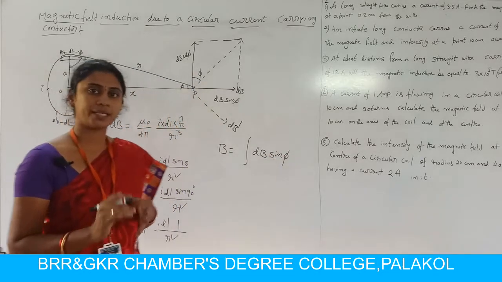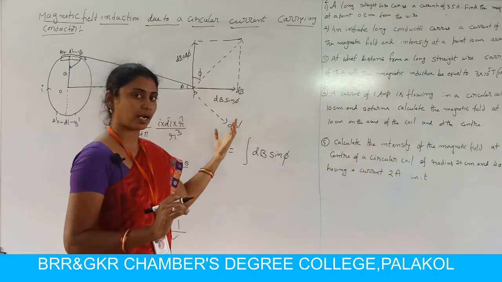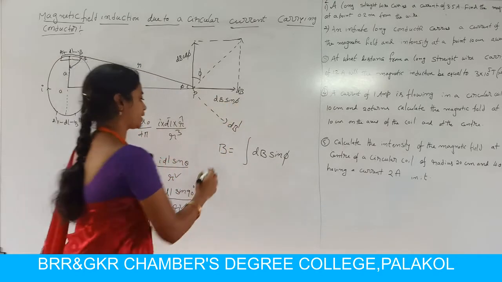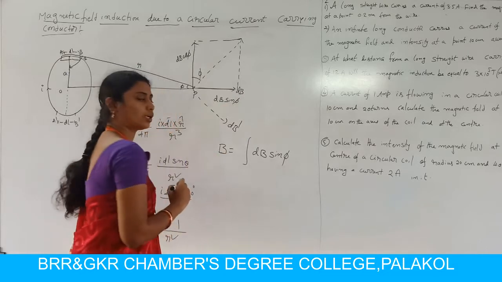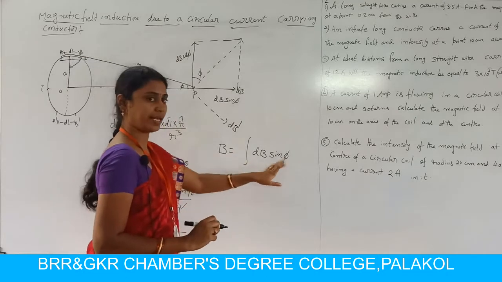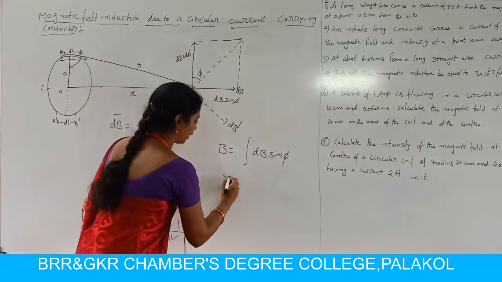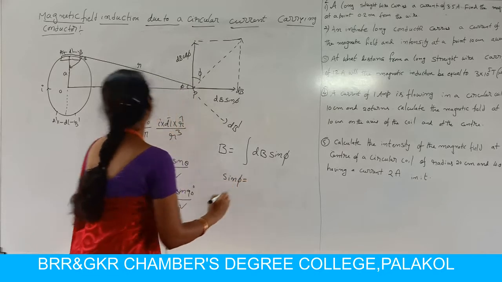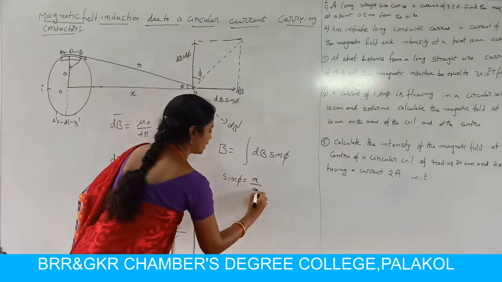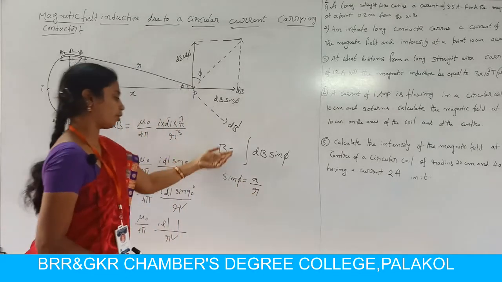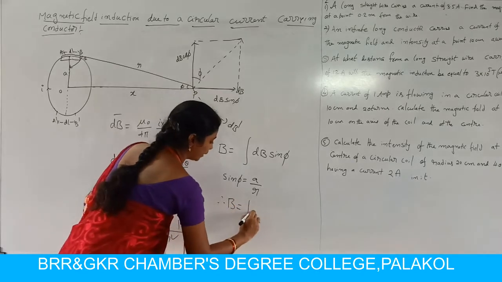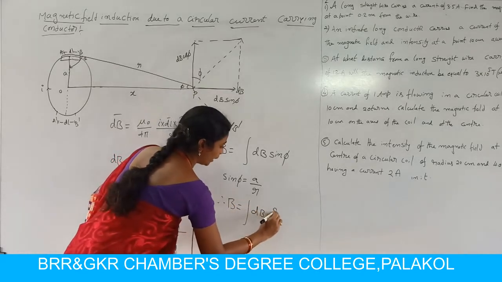Here the components along the axis add up, while the components perpendicular to the axis are cancelled. Hence the magnetic field induction for the entire circular loop is B equal to integral dB sin phi. From this diagram we can write sin phi as A by R. By substituting this in the above equation, we have B equal to integral dB into A by R.